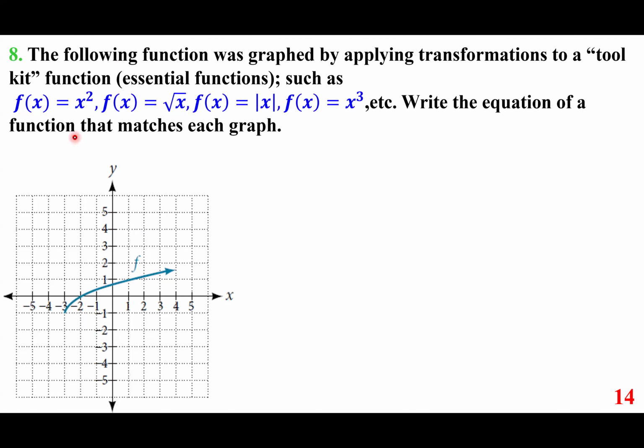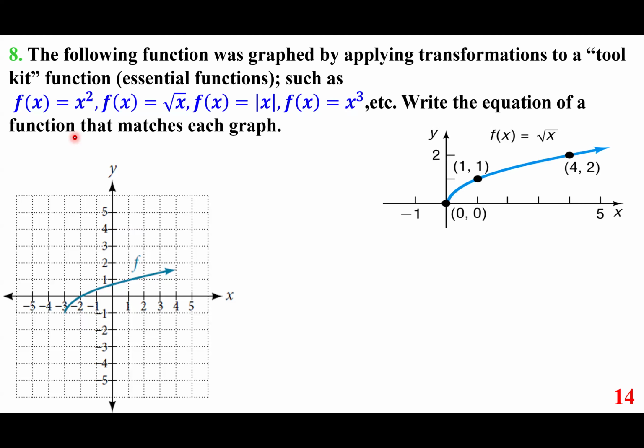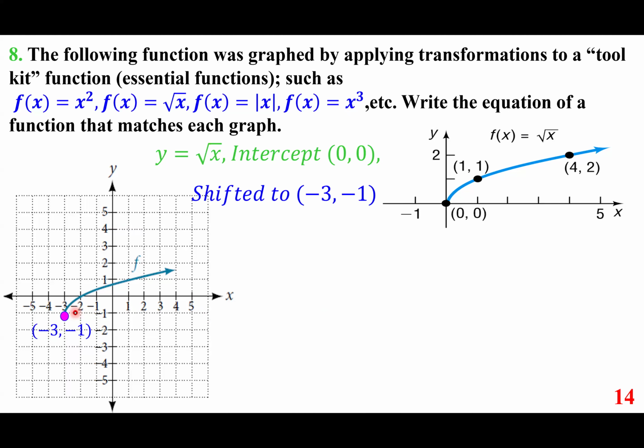So write the equation of a function that matches each graph. By looking at it, you can tell what it looks like. It's somehow looking like that. So the basic function that you begin with is y equals square root of x, with the intercept at 0, 0. And now the intercept has changed to -3, -1. So that's the new vertex.